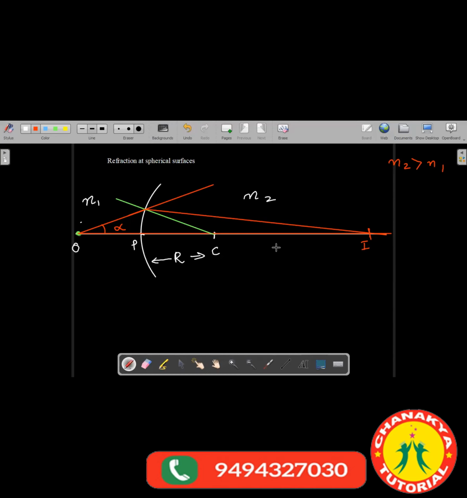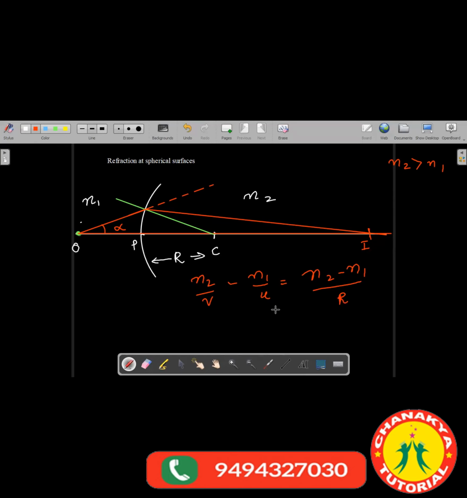Okay. So this is the formula which relates both of them. Currently for this diagram, we have taken N2 greater than N1. However, it can be that N1 is greater than N2. Okay. So we have the formula N2 by V minus N1 by U is equal to (N2 minus N1) by R. So this is the formula for refraction at the spherical surface.